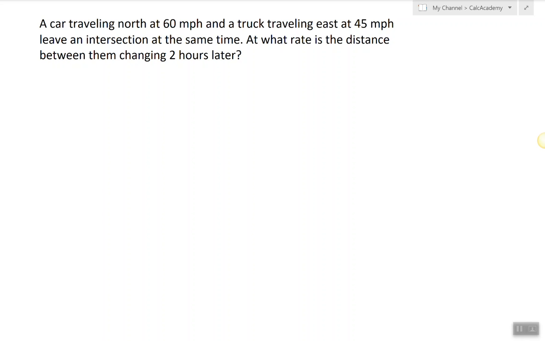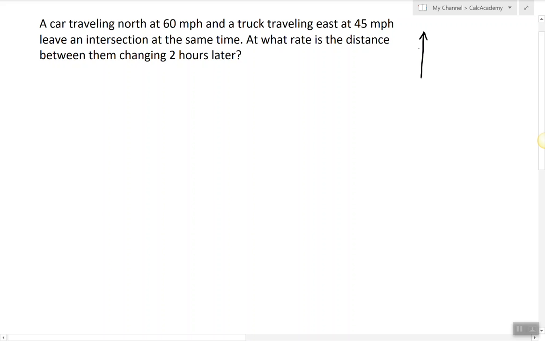In this video, I will show an example of a problem called related rates. And to get started, let's read the question. A car traveling north at 60 miles per hour and a truck traveling east at 45 miles per hour. As we're reading the question, let's try to understand what's going on.